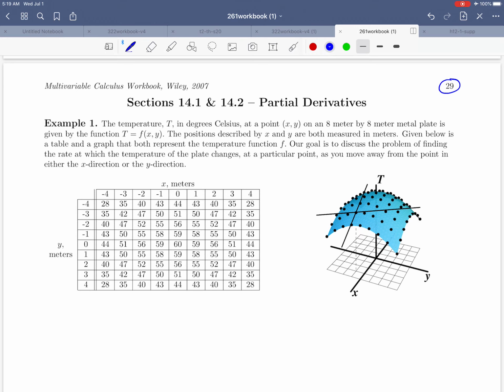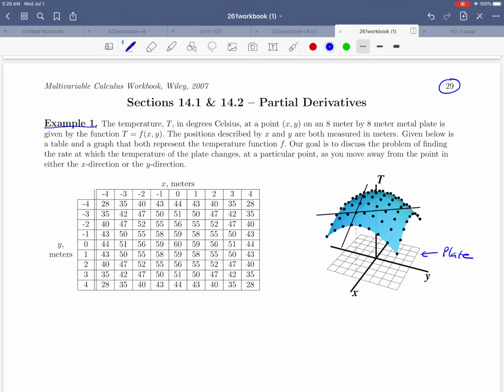To get us started, we have an example to kind of lead us into this concept, so let's read a part of this together. We're given the temperature capital T in degrees Celsius at a point (x, y) on an 8x8 metal plate. That's what we're seeing in the picture down here. The function we're going to call T equals f(x, y). That's our temperature function. We've got inputs of x and y and then output of temperature. Okay, and x and y, these positions on the plate, are being measured in meters.